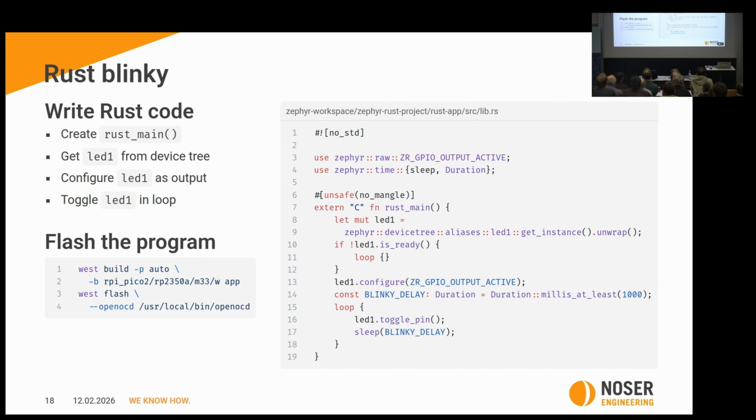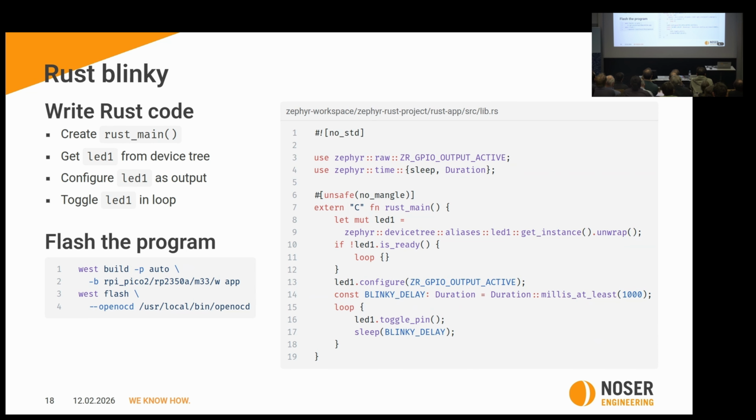We want to have some code using hardware. So we go from the hello world to the Blinky as a first step. We have our known rust_main, but instead of just printing something with a logger, we now see that there's some functionality available to get the LED from the device tree. So we have this zephyr::devicetree::aliases::led1::get_instance. The unwrap just fails on panic. Then we can check if it's ready, otherwise we loop, then we configure it as output, and then we just blink it. So very simple.